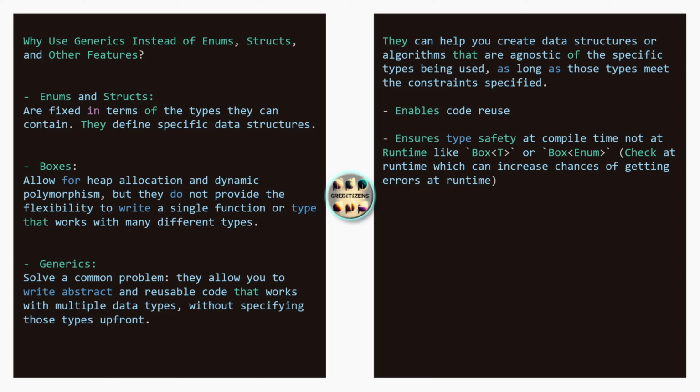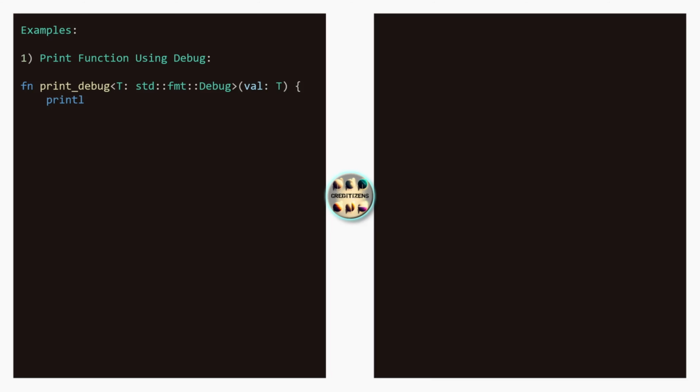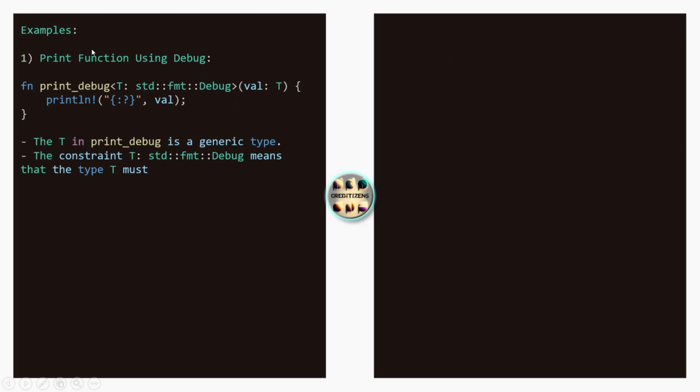It enables code reuse and ensures type safety at compile time, not at runtime like we've seen with box, or box enum, so having an enum as the type of the box. For example, box checks at runtime, which can increase chances of getting errors at runtime. While with generics, all those types are checked at compile time, which is better. Let's see different examples, going through the example pretty quickly, and after we're going to compare.